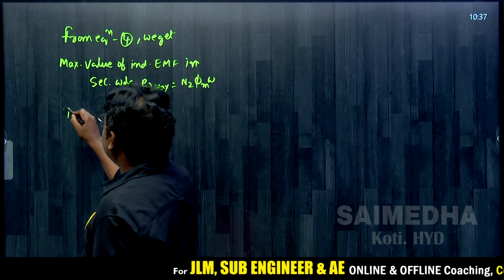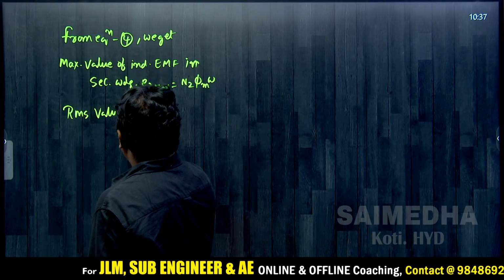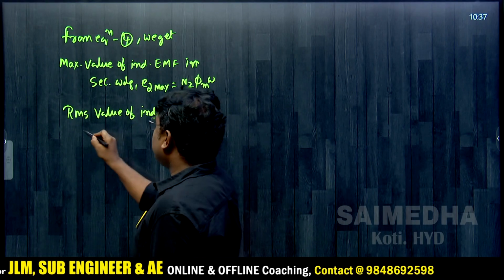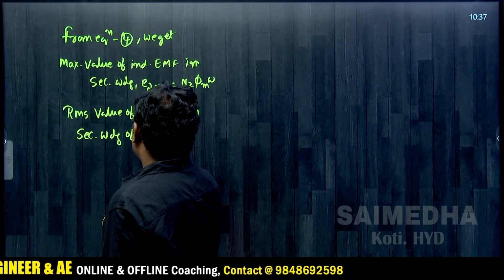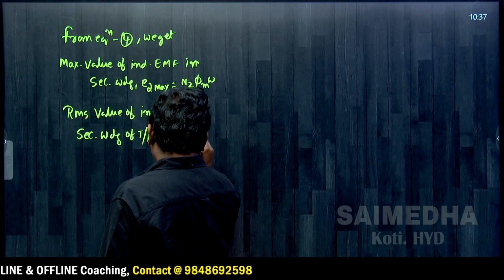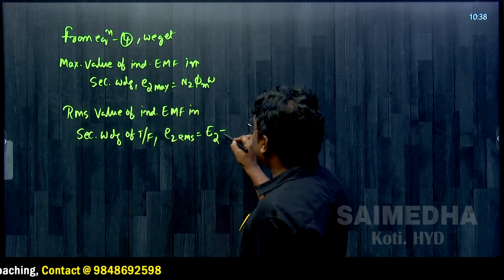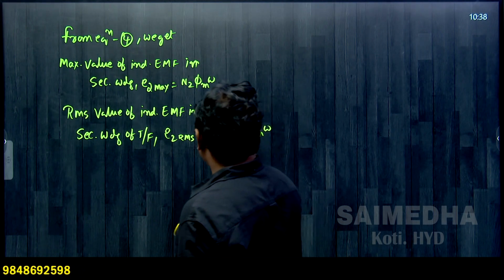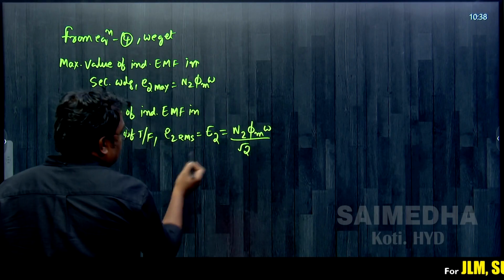Therefore, the RMS value of the induced EMF in the secondary winding of the transformer, E2 RMS, we represent with capital E2. So this value is equal to N2 phi maximum omega divided by root 2. Now E maximum by root 2.